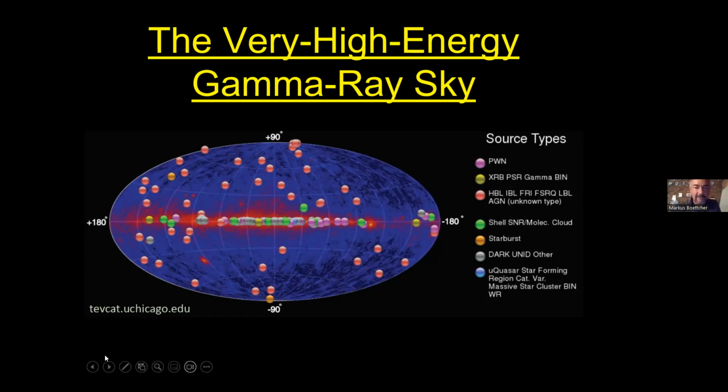The whole sky map of the very high energy gamma ray sky looks very similar to what Fermi LAT sees. We see a lot of sources in the plane of the Milky Way, like pulsars, pulsar wind nebulae, binary systems, and active galaxies outside of the plane of the Milky Way.